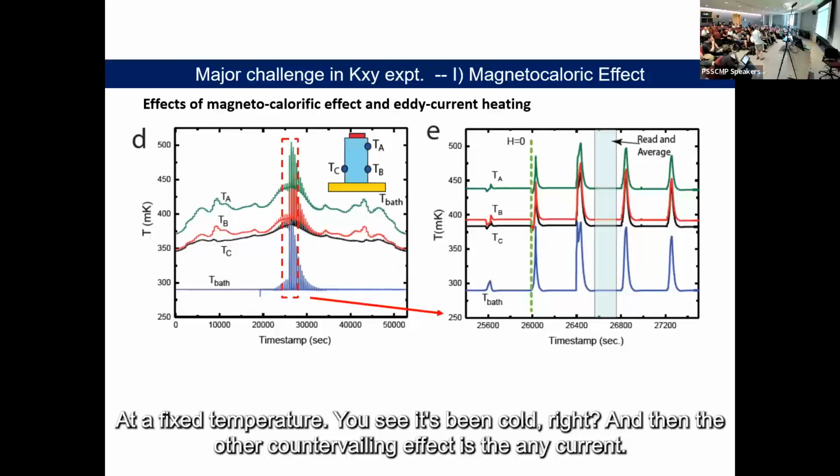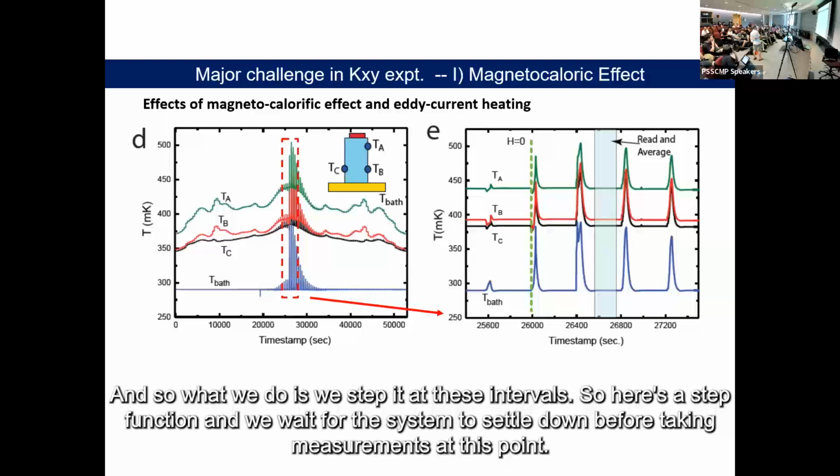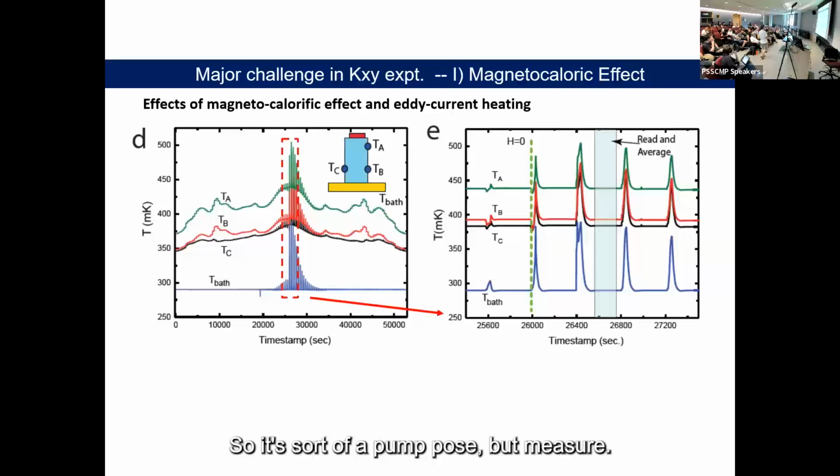And then the other countervailing effect is the eddy current that you mentioned. The bath is also responding to the step increase, but it goes the other way. So these took a long time to figure out. What we do is step the field at these intervals. Here's a step function, and we wait for the system to settle down before taking measurements at this point. So it's sort of like a pump pulse type of measurement.